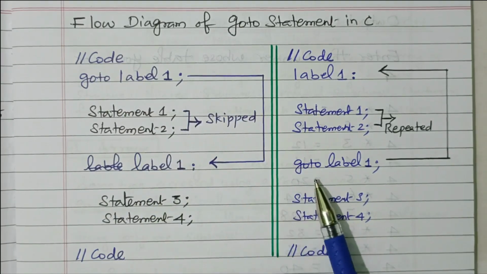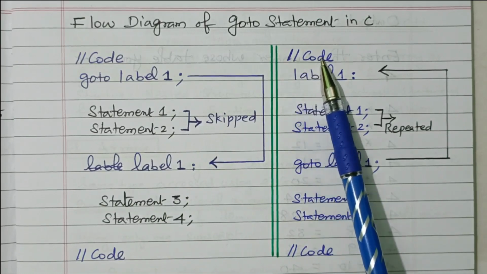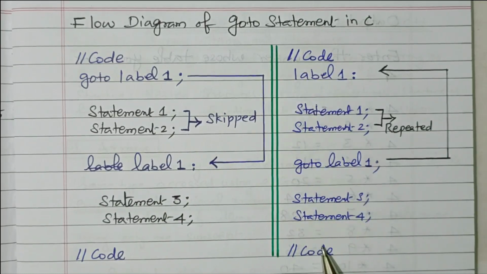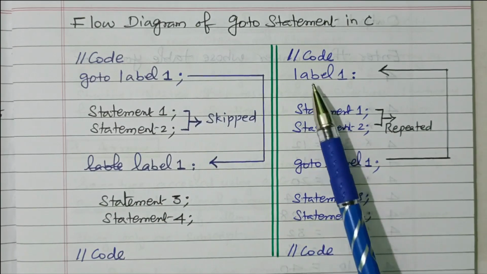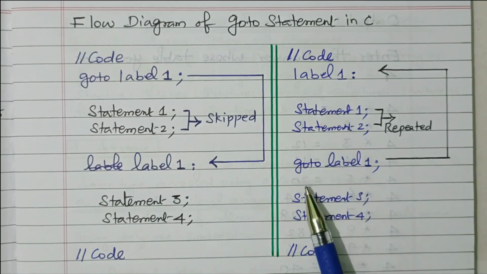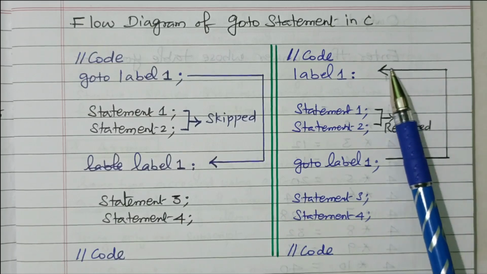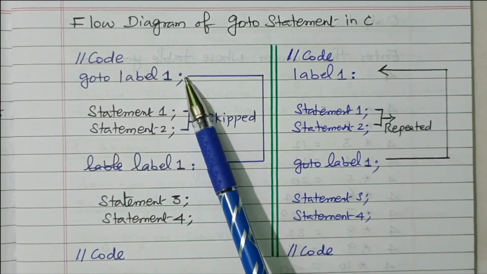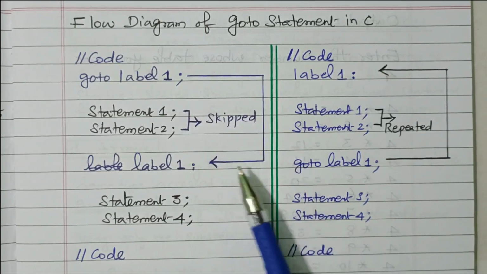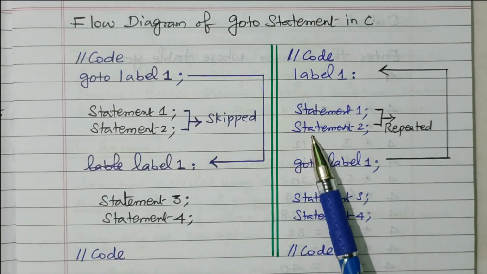Suppose the go-to is available at the bottom. Here the coding is available, and normally it is executed. Here also coding is available, and that is normally executed. Label 1: this is where the label 1 statements are available, so it will not execute them at first. But go-to label 1 means it will go to where the label is available. Here the control transfers from top to bottom; here from bottom to top. So statements 1 and 2 will be executed.